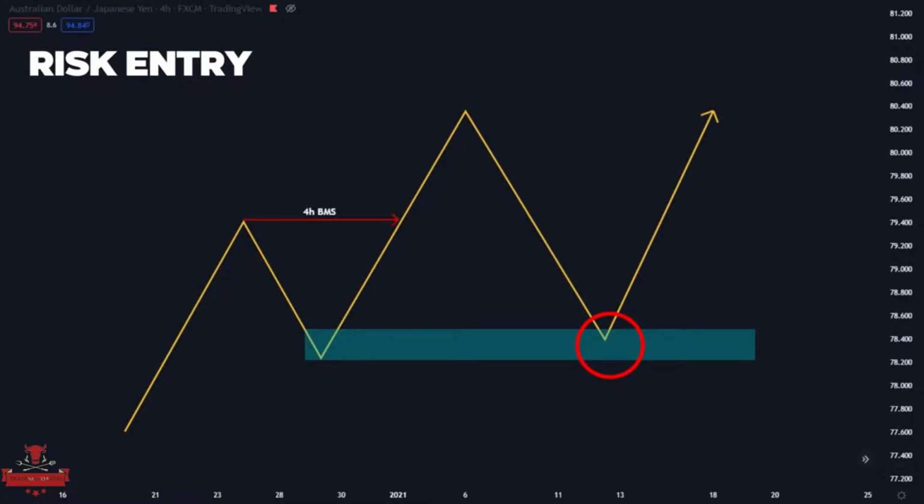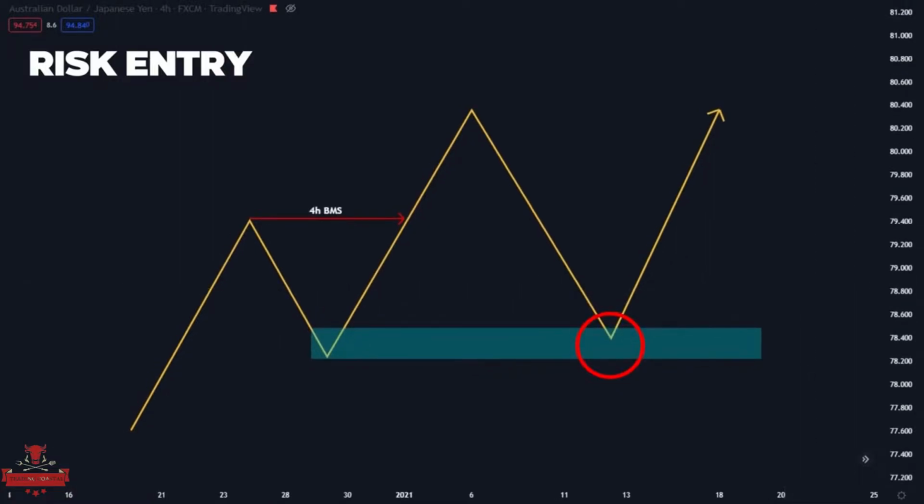Now, as you can see here, we've got a pretty basic setup with a polyline tool. We've got a 4-hour trend, because we're on a 4-hour chart. We've got a 4-hour break of market structure. We've identified our imaginary order block here at the bottom of the previous swing low. And now we've pulled back into it. And as you can see, we've just tapped in.